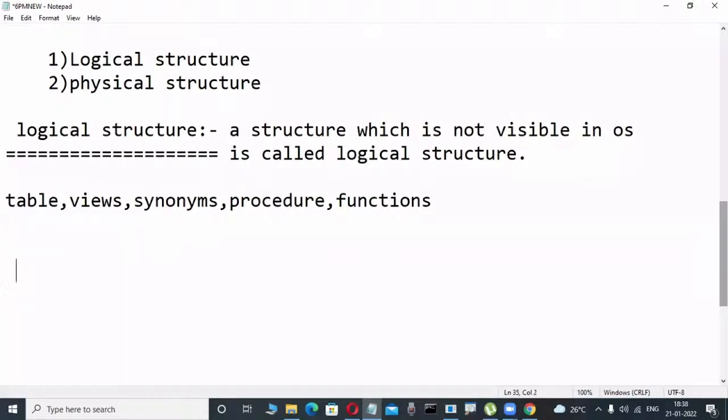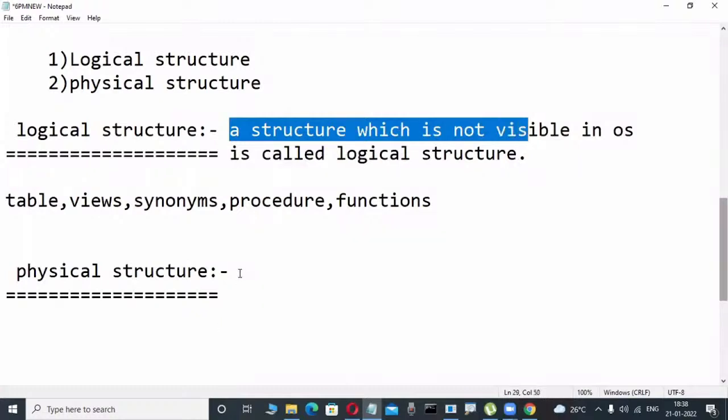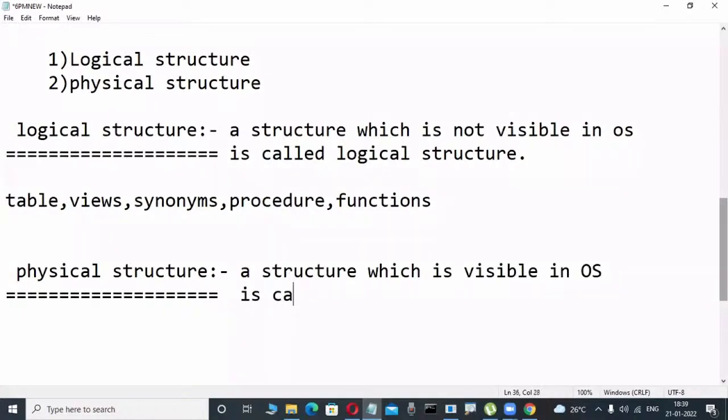Now observe here. What is a physical structure? Don't write it, just observe roughly. It's just for the idea. What does a physical structure mean? This is the opposite: a structure which is visible in the operating system is called a physical structure.